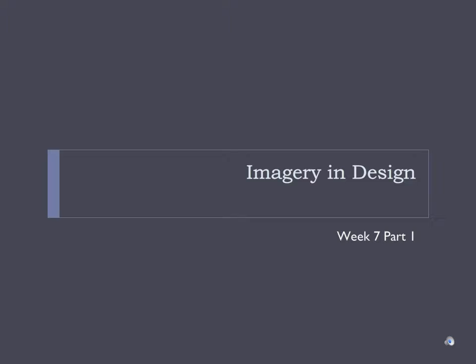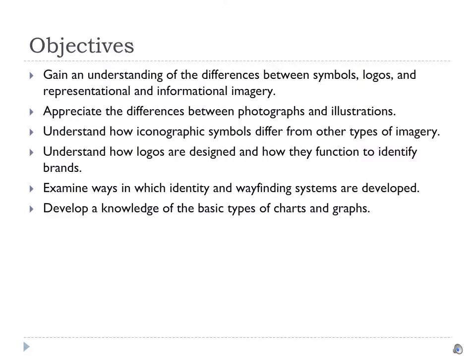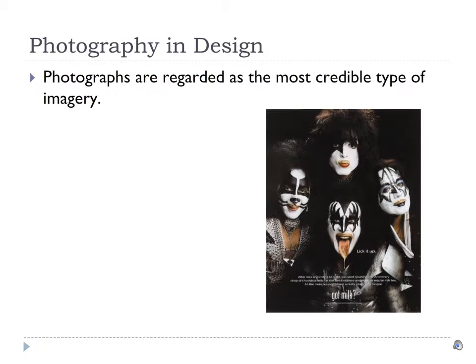The first part of our lecture will look at imagery in design. The objectives of this section are to gain an understanding of the differences between symbols, logos, and representational and informational imagery. Appreciate the differences between photographs and illustrations. Understand how iconographic symbols differ from other types of imagery. Understand how logos are designed and how they function to identify brands. Examine ways in which identity and wayfinding systems are developed and develop a knowledge of the basic types of charts and graphs.